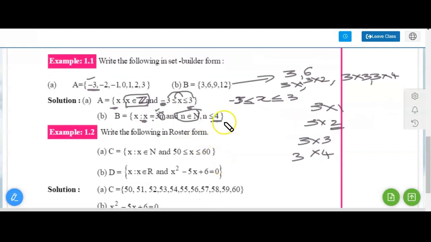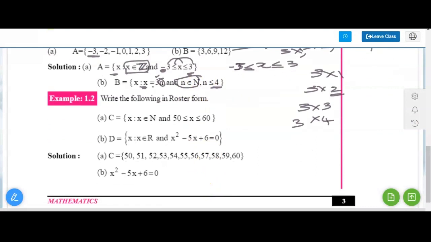So you have to express it in this way. You can use a comma or you can use an "and" here. Next question is 1.2. Write the following in roster form. The question is: given x belongs to natural numbers and x comes in between 50 and 60.